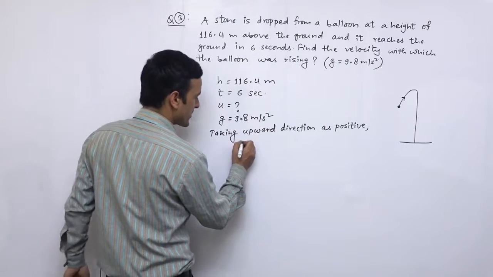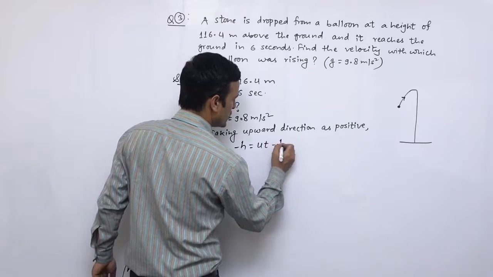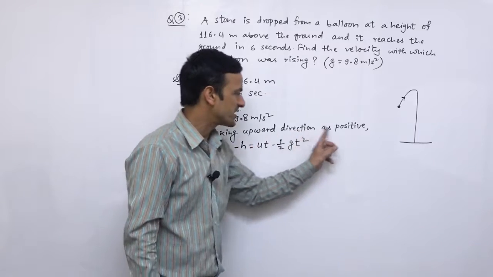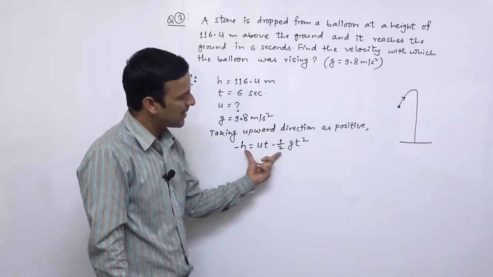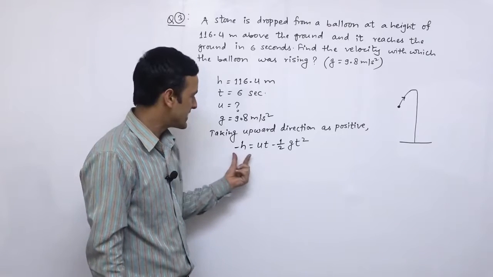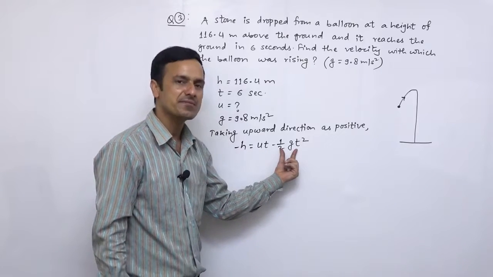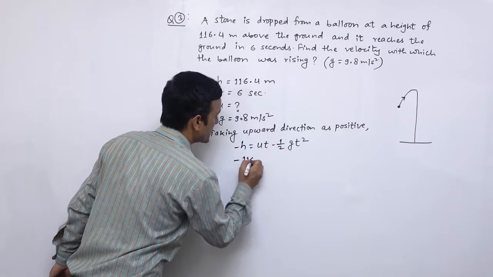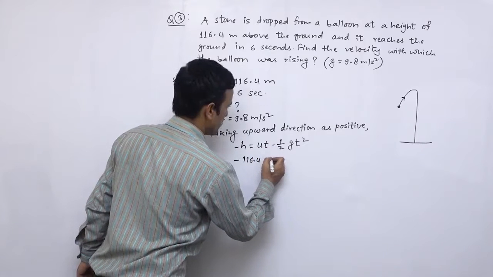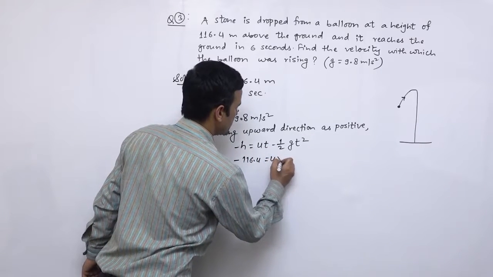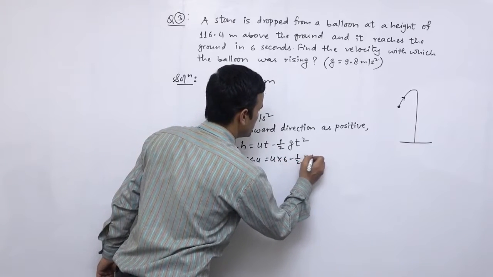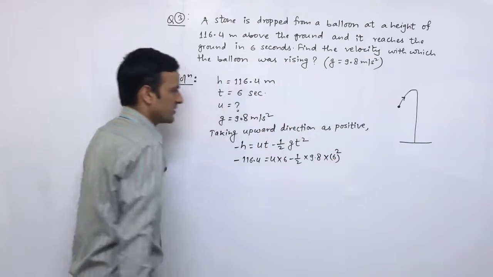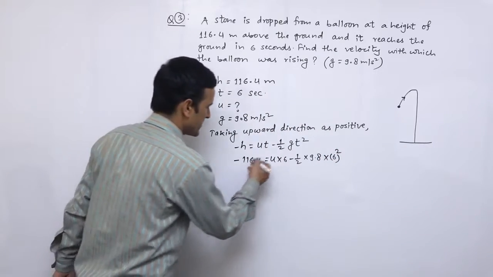to write down this formula: minus h is equal to ut minus half gt square. So this is the formula. अपवर्ड डिरेक्सनलाई हामीले पोजिटिभ लिएको केसमा हामीले युज गर्ने फर्मुला भनेको यो हो. Minus h is equal to ut minus half gt square. So write down the value. H means 116.4, u you don't know, and times t means it is 6, half into g means 9.8, and time means 6 square. So if you solve it, then we get the different value.